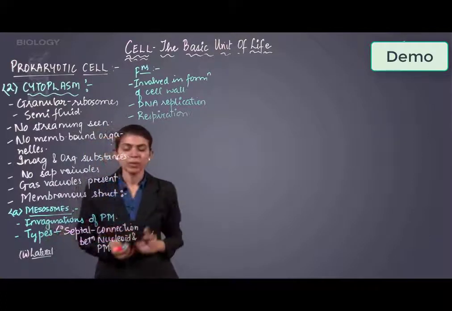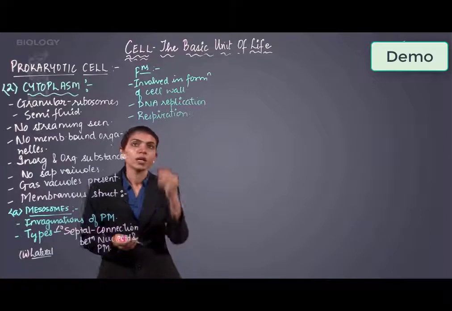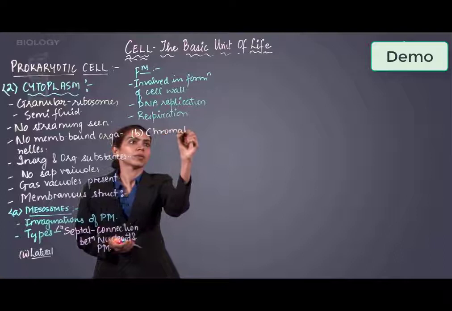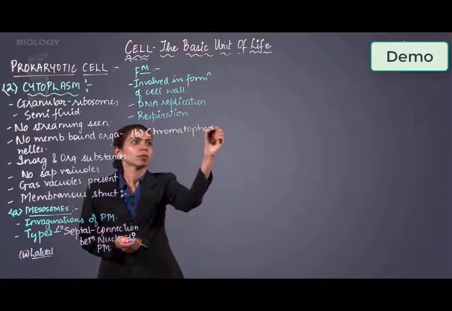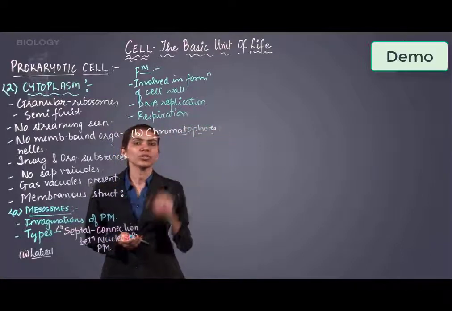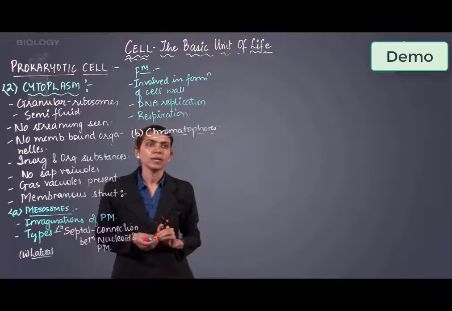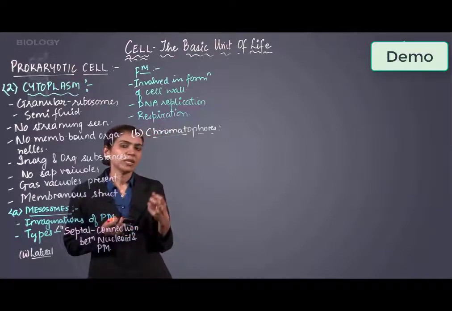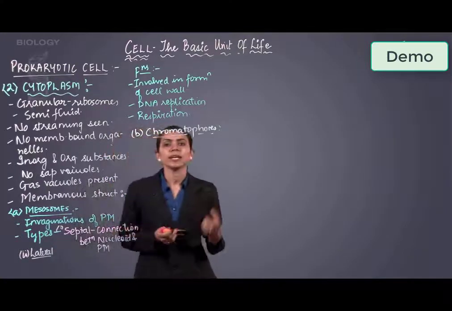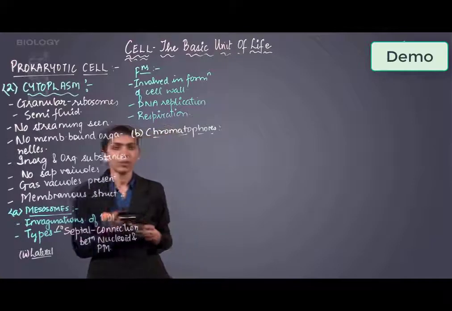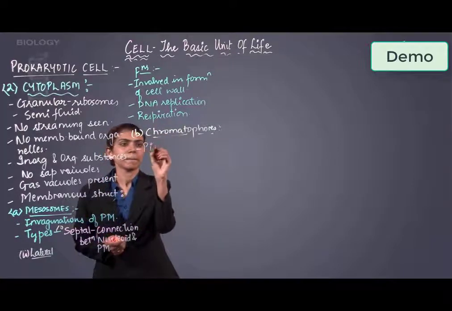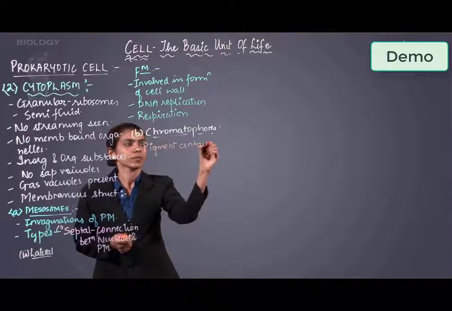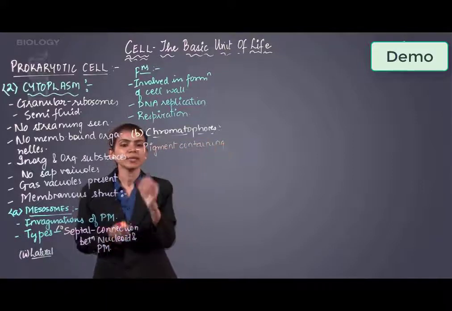Going on to the second membranous structure, which is the chromatophore. Now, as the name suggests, chromato means color. So it is these structures which have pigments. Pigments are the substances which give color. So these are pigment containing. These are internal membrane systems.